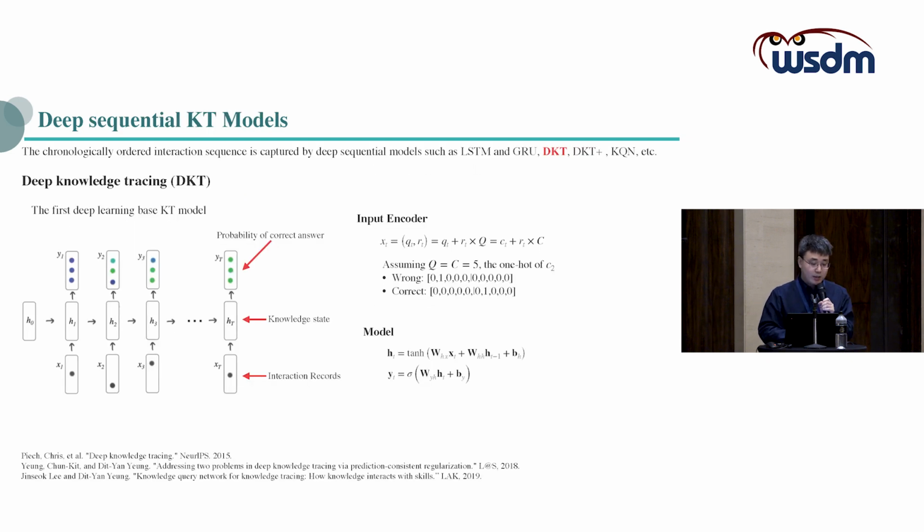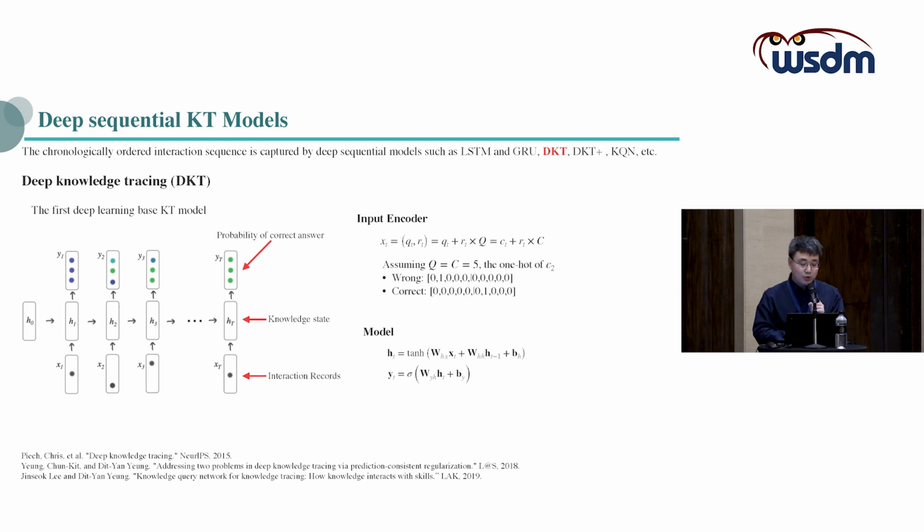Okay, now let's see the first category, the deep sequential models. We know the sequence is ordered by time, so we can use sequential models such as LSTM and RNN to model that. The typical models are DKT, DKT plus and KQN. We'll talk in more detail about DKT because it is the first model using deep learning.